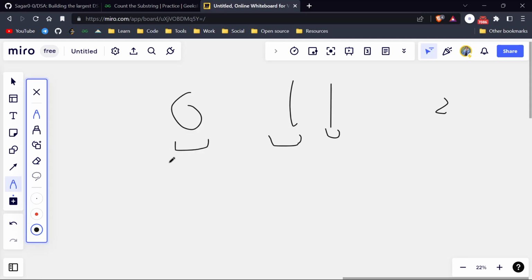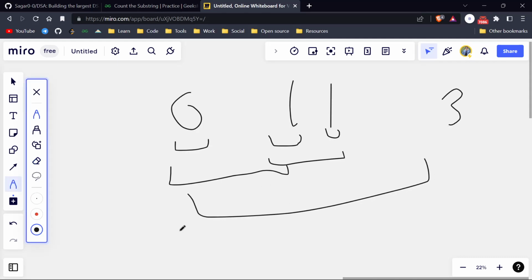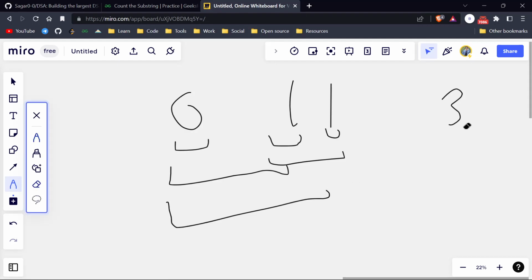And after that, we'll check all the substrings of length two. This substring has an equal number of zeros and ones, so we'll not count it. After that, we have this, which has more ones, so count is equal to three. And after that, this one, the whole string, has more ones than zeros, so count equals four. And the answer will be four.